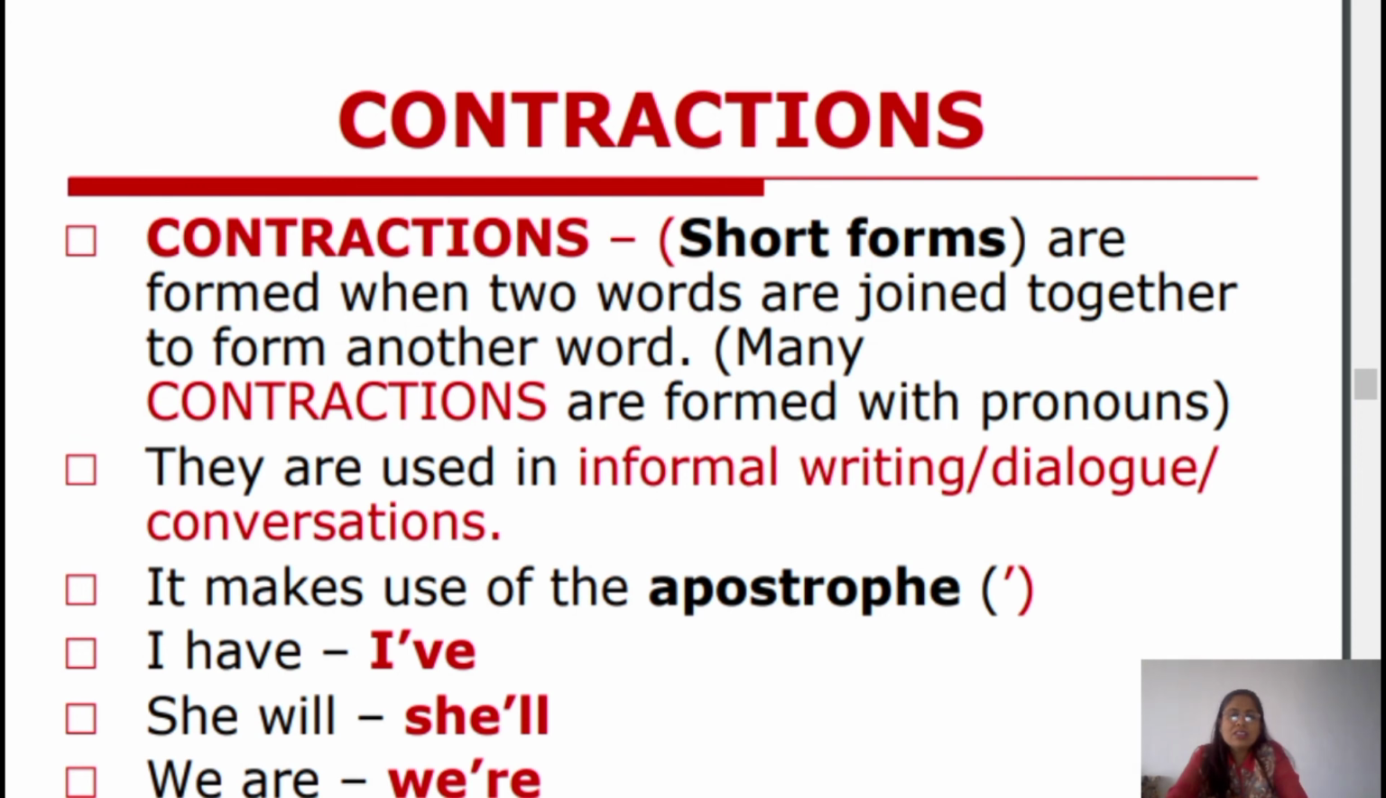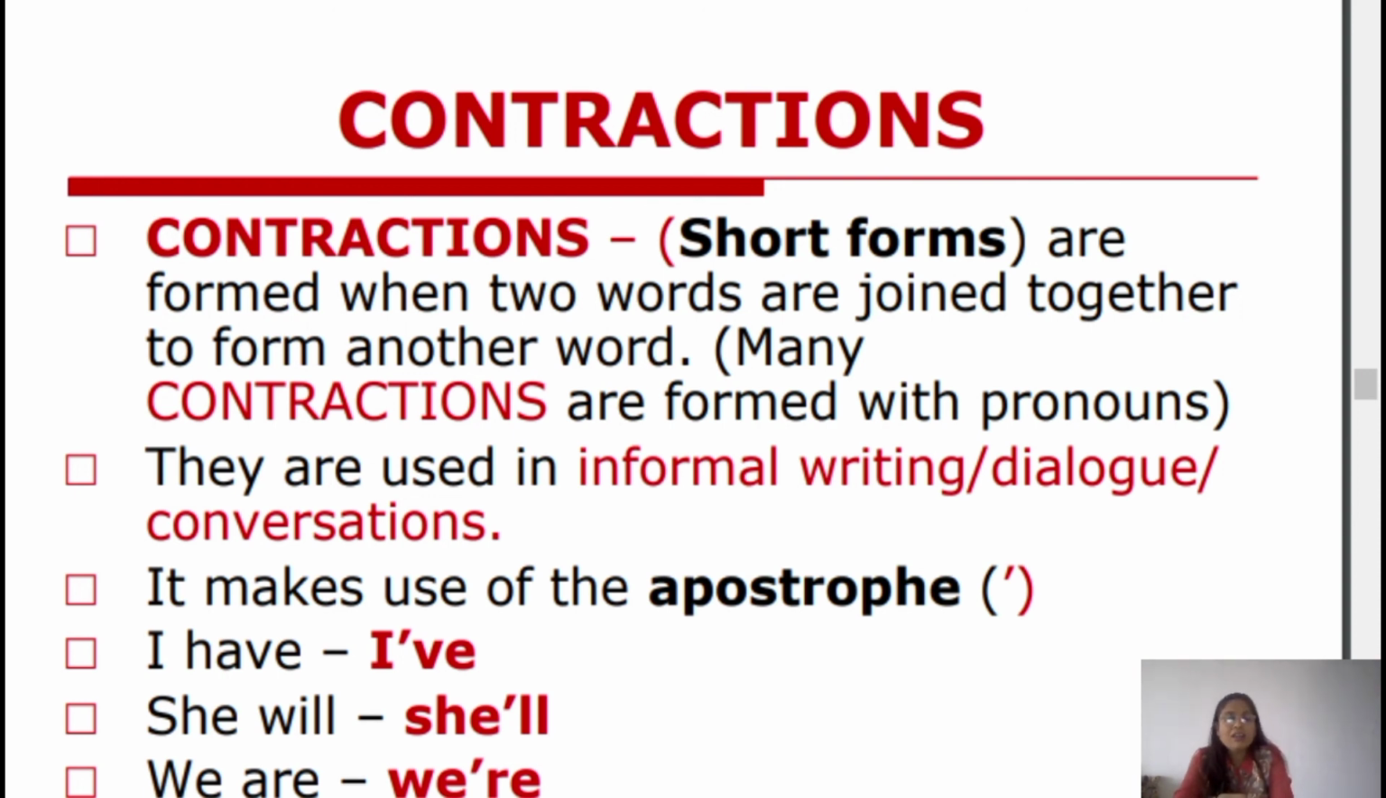Let us understand contractions. What are contractions? Contractions are short forms that are formed when two words are joined together to form another word. Many contractions are formed with the help of pronouns. They are normally used in informal writing, dialogues, and conversation. A contraction makes use of the apostrophe.